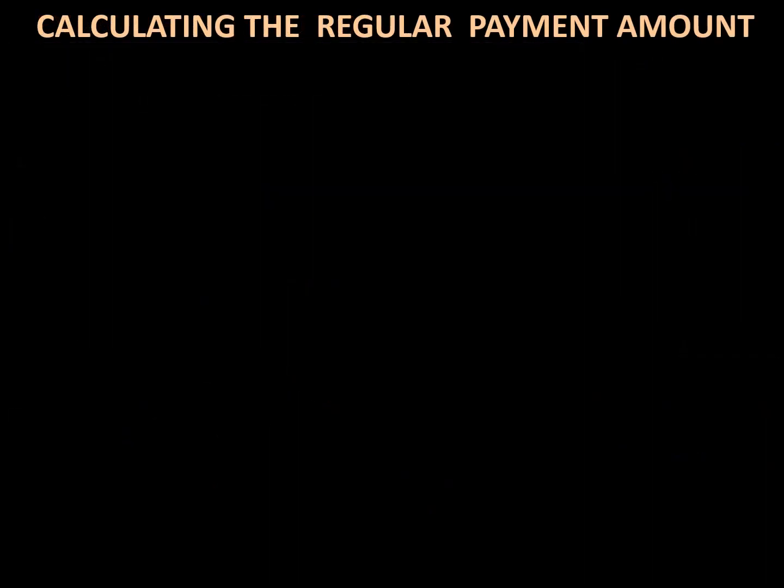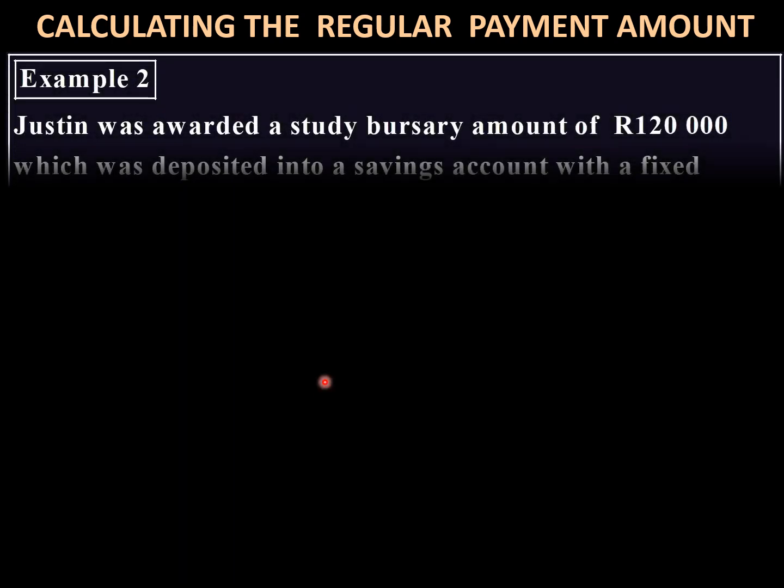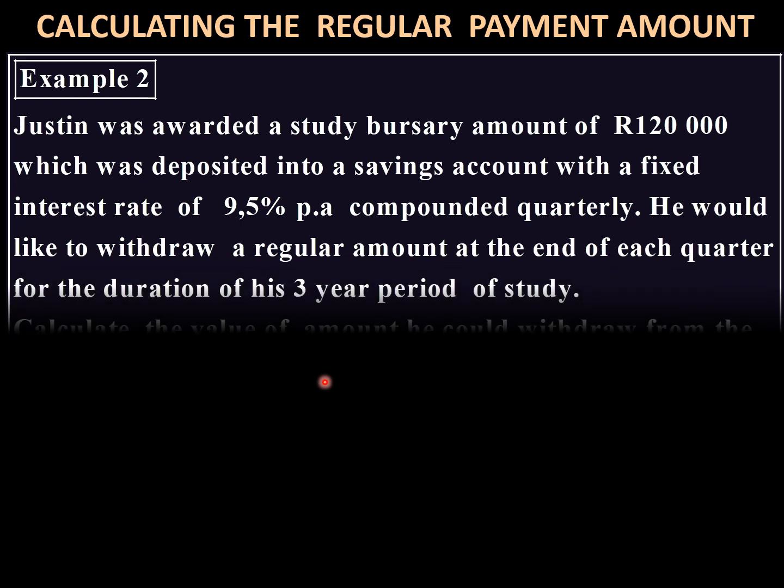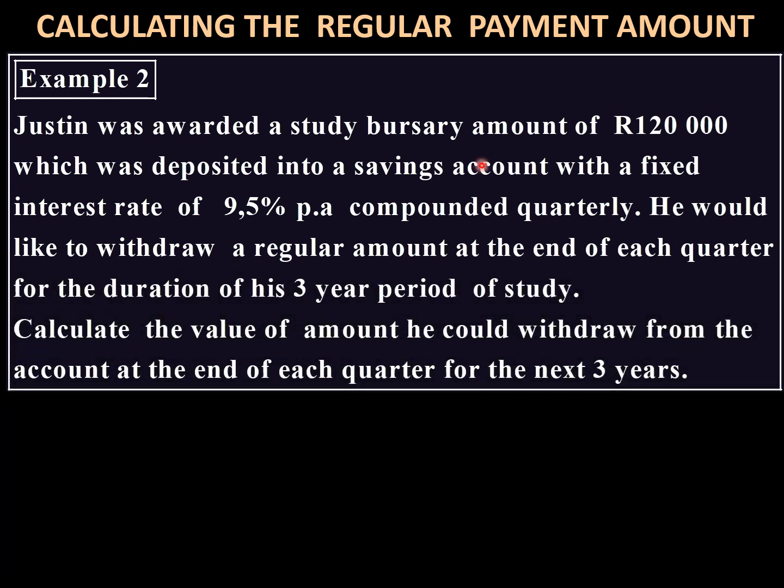Now look at the second example of a regular payment amount calculation. Justin was awarded a study bursary for an amount of 120,000 and it was deposited into a savings account. The fixed interest rate is 9.5% compounded quarterly. He'd like to withdraw regular amounts at the end of each quarter for the duration of this 3-year period of study. Calculate the value of the amount you withdraw from the account at the end of each quarter.